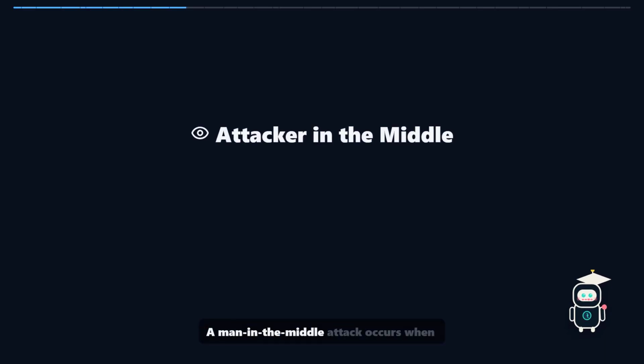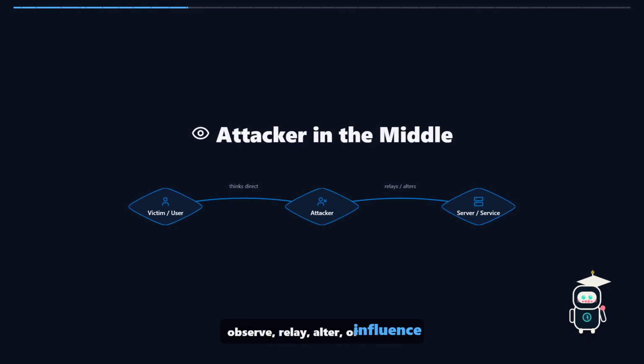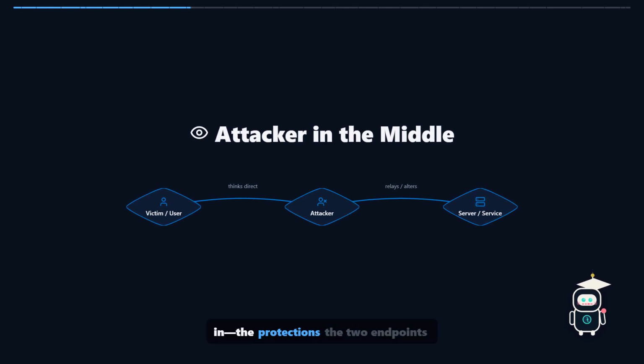A man-in-the-middle attack occurs when an attacker positions themselves between two parties and attempts to observe, relay, alter, or influence their communication. For the attack to matter, the attacker must gain a useful position in the communication path and defeat, or take advantage of a failure in, the protections the two endpoints rely on.